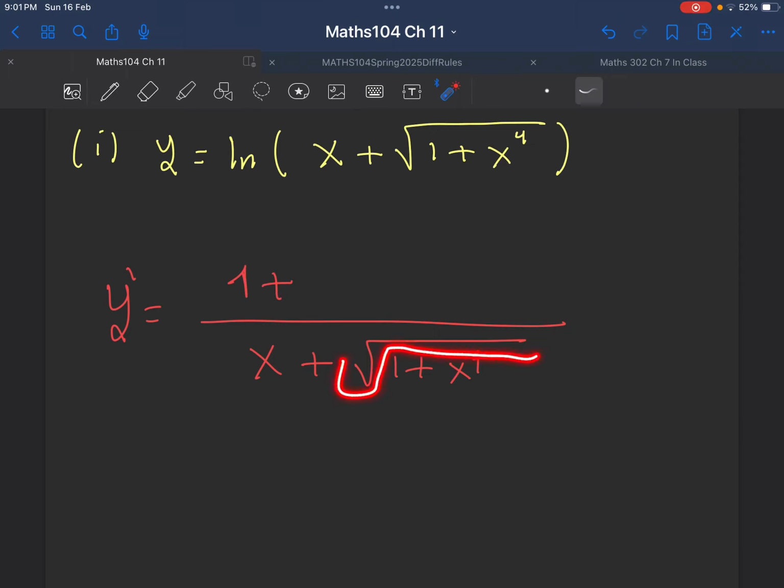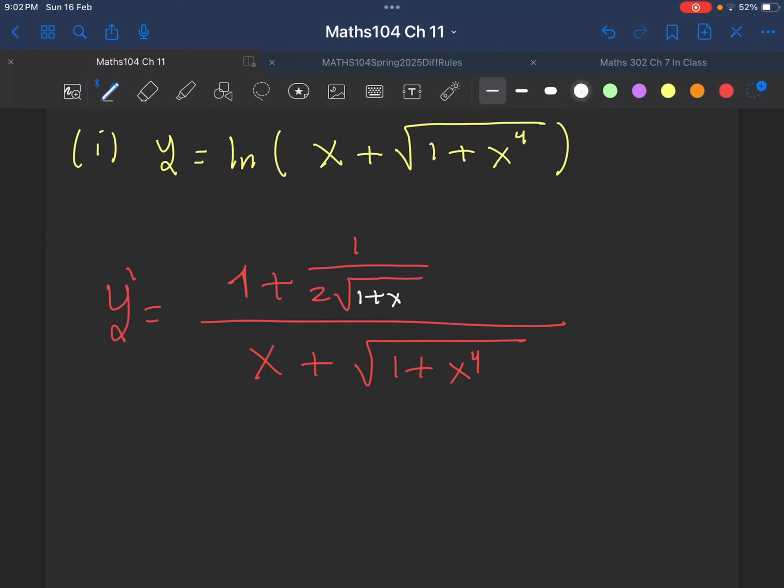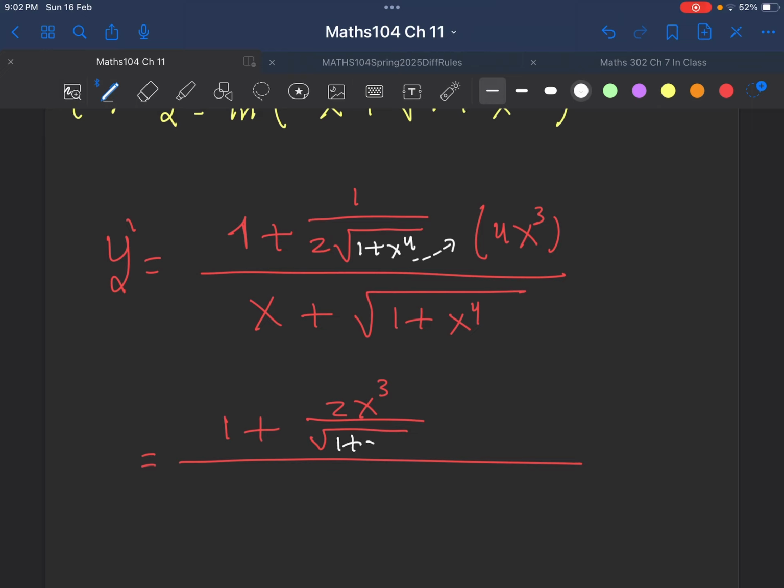Now, what is the derivative of the square root? It is one of the famous ones, which is 1 over 2 square root of, and you keep the inner function, and then you need to find the derivative of the inner function, which will be 4x cubed. Now, this one you can write in a better way. So it will be just 1 plus 2x cubed divided by the square root of 1 plus x to the power 4, all divided by x plus the square root of 1 plus x to the power 4.